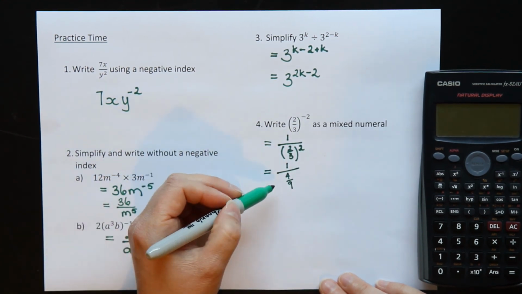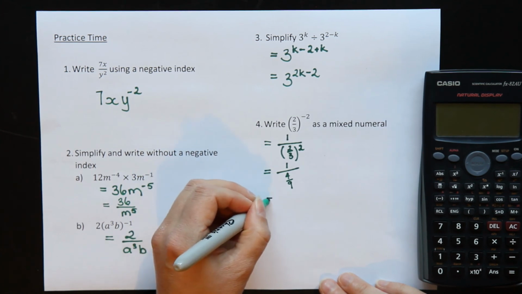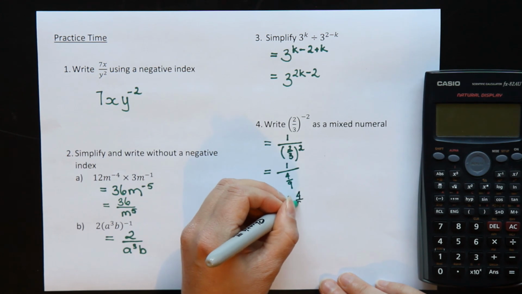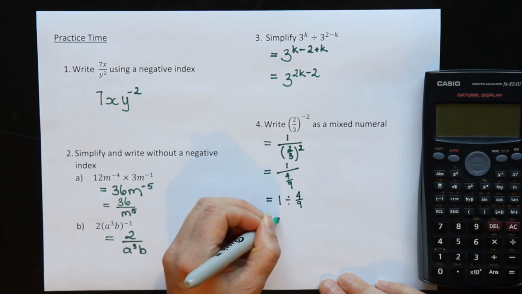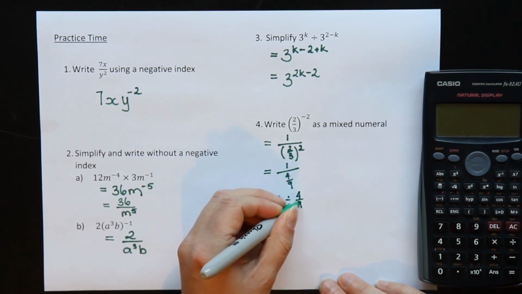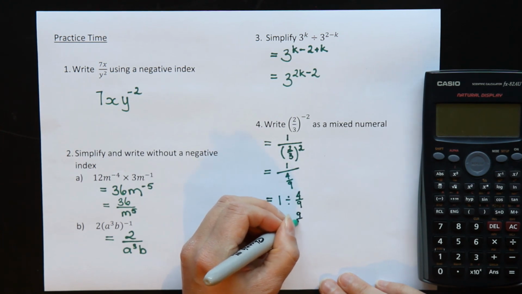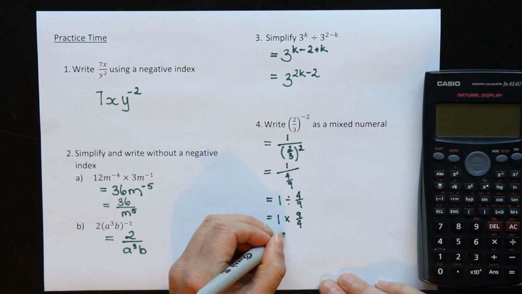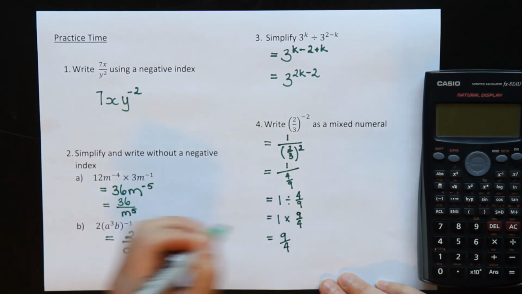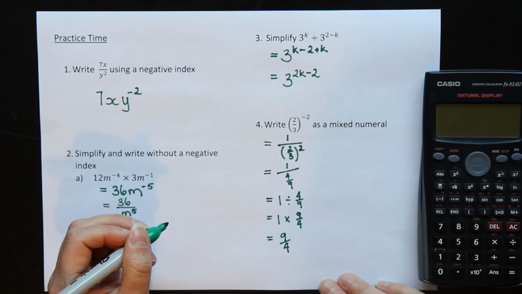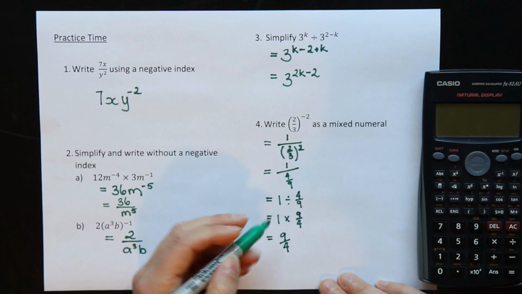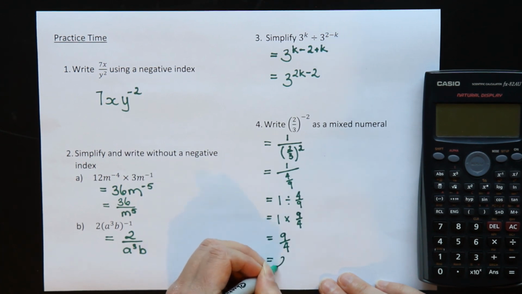Now instead of having the fraction in a fraction, I can change that to be 1 divided by 4 over 9, which is really the same as 1 times by, turn the fraction upside down, 9 over 4. 1 times by 9 over 4 is just 9 over 4. Timesing it by 1 doesn't do anything. So all I need to do is write that as a mixed numeral. 4 goes into 9 2 times with a remainder of 1.